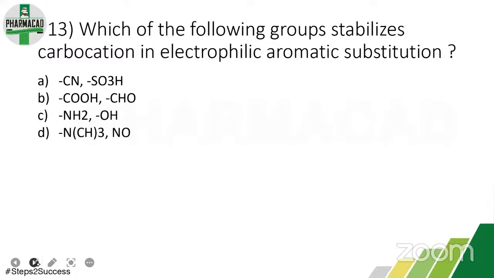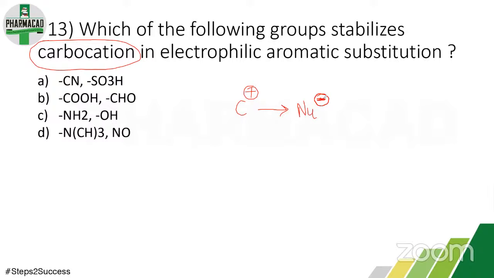Next, which of the following groups stabilizes the carbocation in electrophilic aromatic substitution? Now see, a carbocation is carbon with positive charge. To stabilize the positive charge, we have to add the nucleophile because the nucleophile has the negative charge. Positive charge denotes what? Electron deficient. Negative charge denotes what? Electron sufficient, they have excess electrons. So for stabilization of carbocation, we will require a nucleophile.